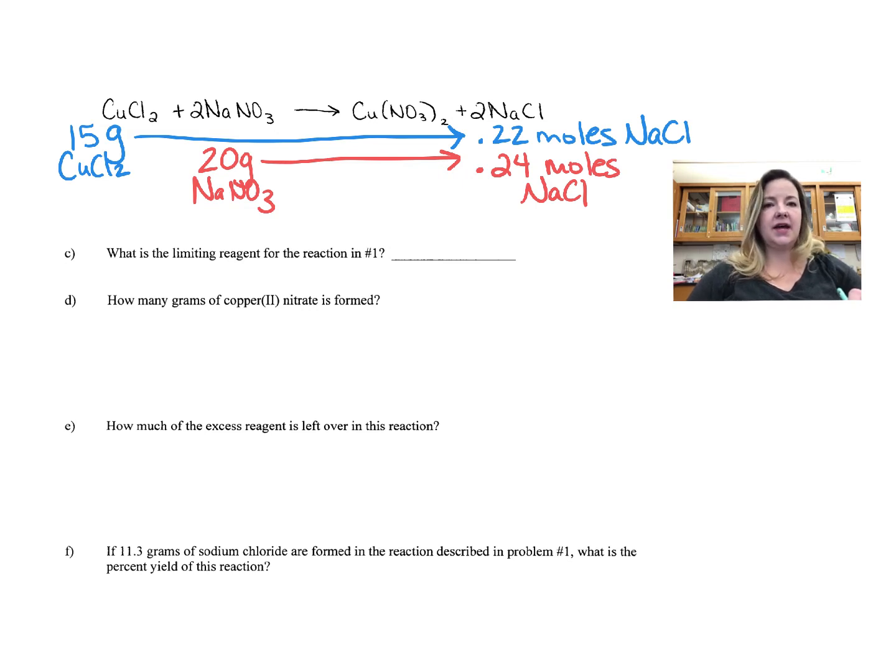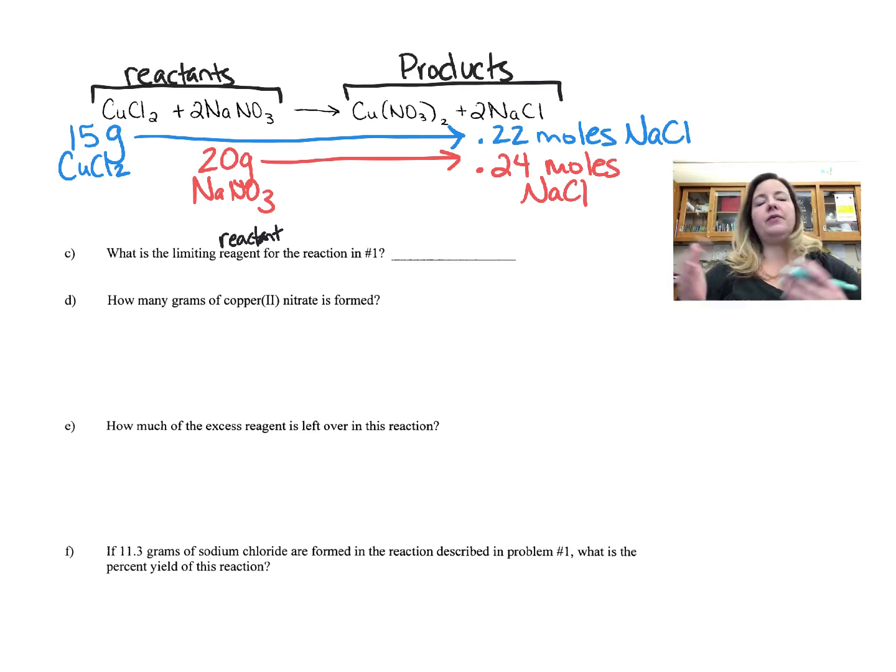So question C asks us, what is the limiting reagent? Reagent is just another word for reactant, or material going in. So we've got 2 materials going in. We've got copper chloride and we've got sodium nitrate, and we've got different amounts of each one. Well, which one is going to limit us? Think about it like a recipe. If you've got 15 cups of flour and 20 cups of sugar, with my 15 cups of flour I can make 0.22 cakes. With my 20 cups of sugar, my other material, I can make 0.24 cakes.